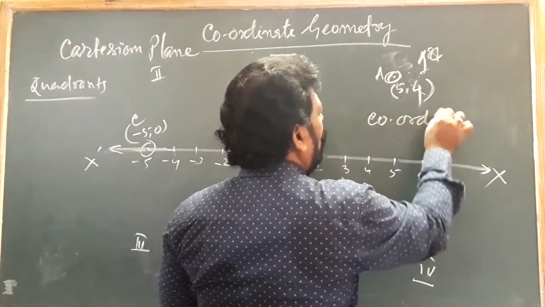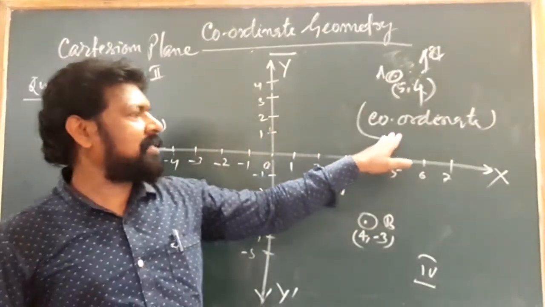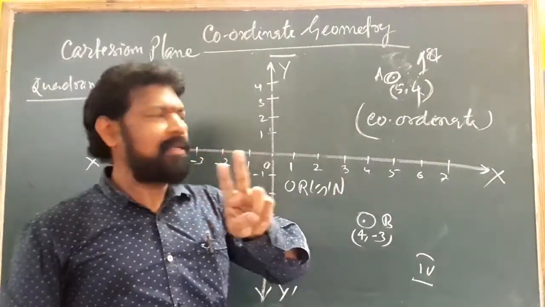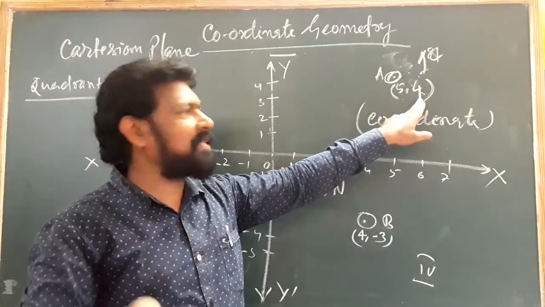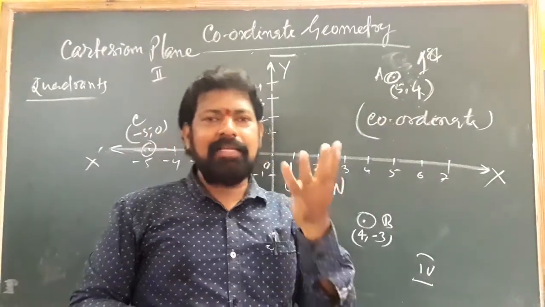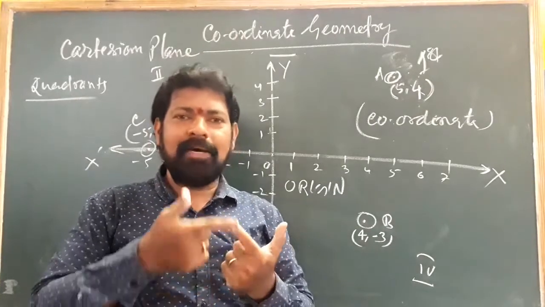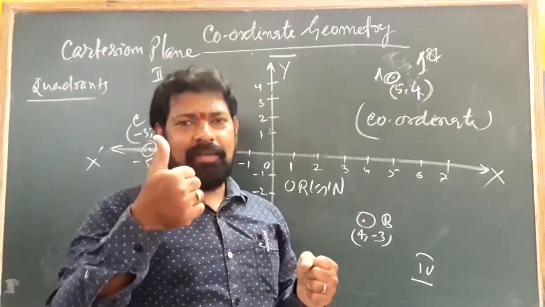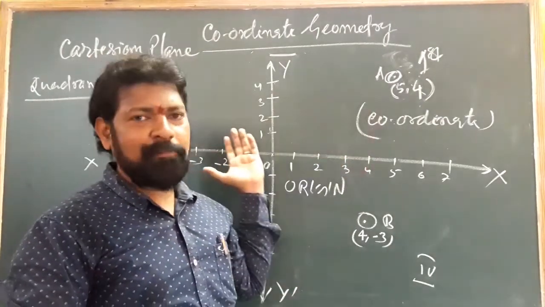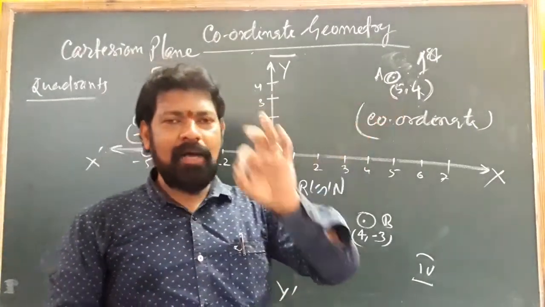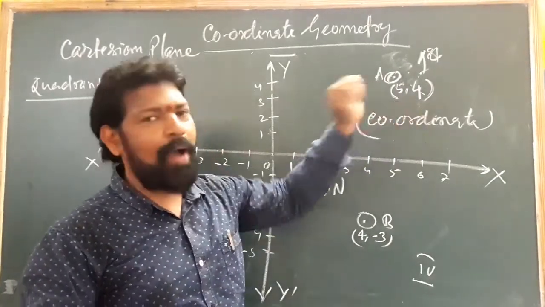The address is called coordinate, and the coordinate contains only 2 entities. First is x value and then is y value. Just now at the beginning of the class I told that your address contains some 6 entities: your name, father's name, your door number, street, town and district. But here in this plane, to find the address of a particular point, you have only 2 entities. One is x value, one is y value.